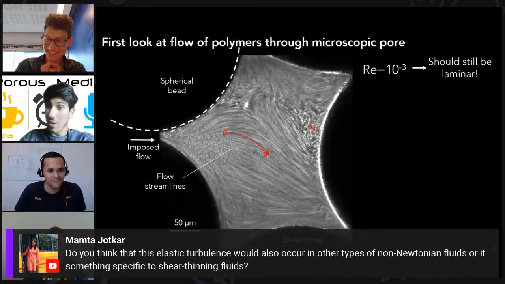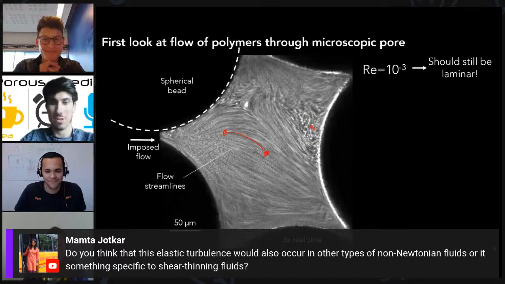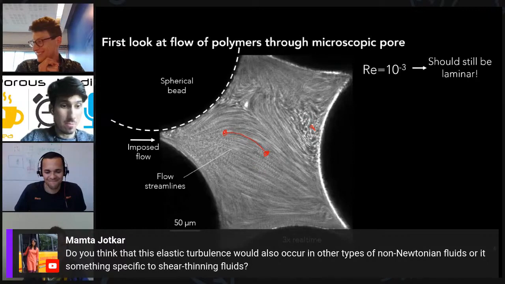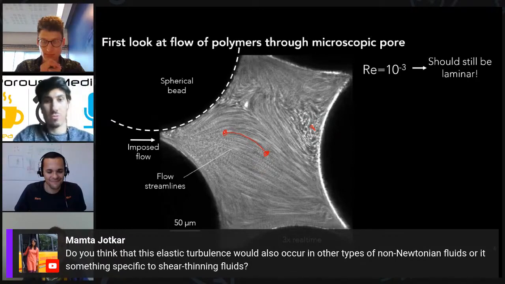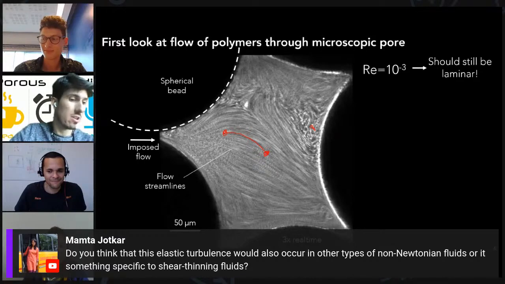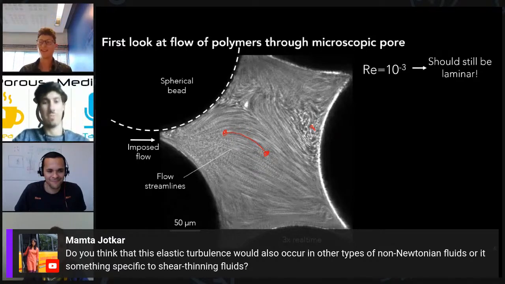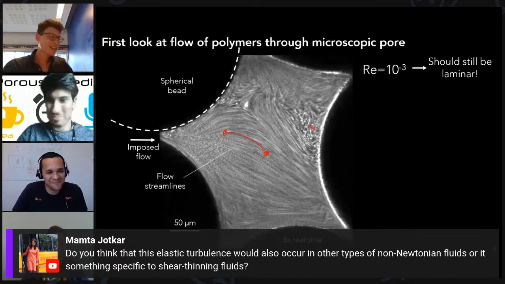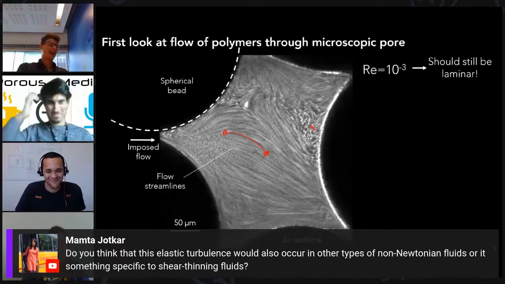And so we have another question. A lot of questions today. I'm really happy about that. From Mamta Joktar: Do you think that this elastic turbulence would also occur in other types of non-Newtonian fluids, or is it something specific to shear thinning fluid? That's actually a question that I would have liked to ask. So thanks, Mamta, for this. That's a super excellent question, and I think it's very important.